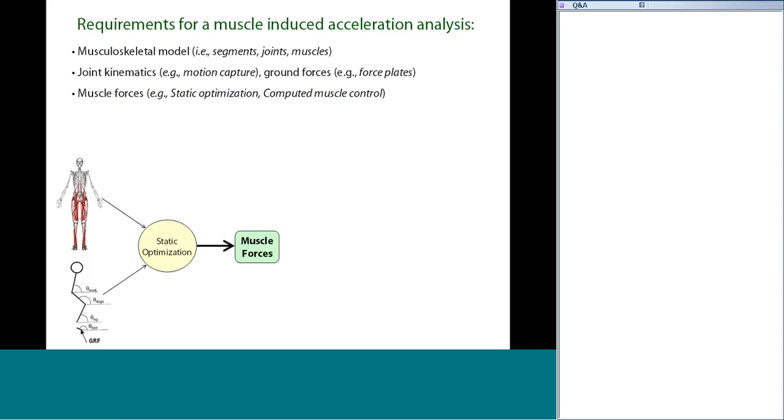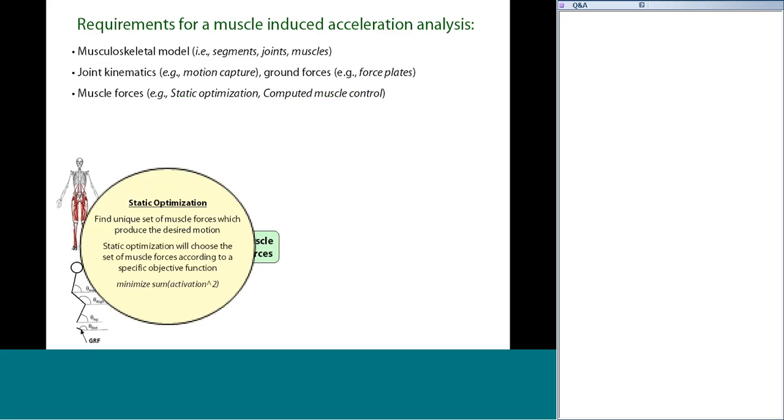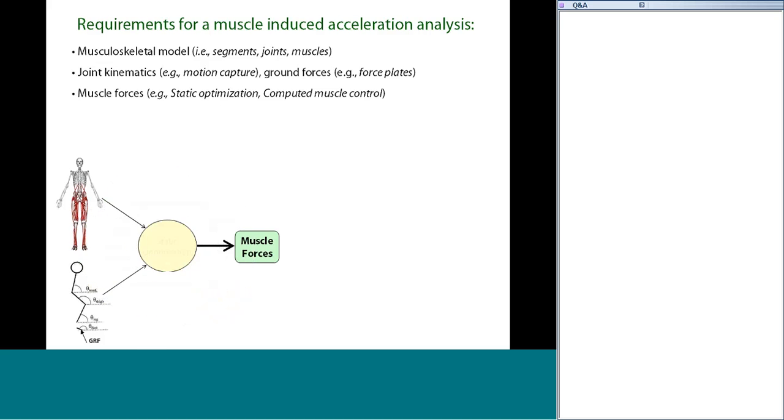I don't really want to go into the details of static optimization too much, but essentially, out of the infinite combination of different muscle forces which could possibly be generated to produce your experimental kinematics, it will pick out one of those solutions according to a specific objective function. Usually the objective function used to calculate muscle forces is to minimize the sum of the activations squared across all muscles in the model. More information about how static optimization works is available in the OpenSim manual. So once you have the muscle forces, the first step is complete.